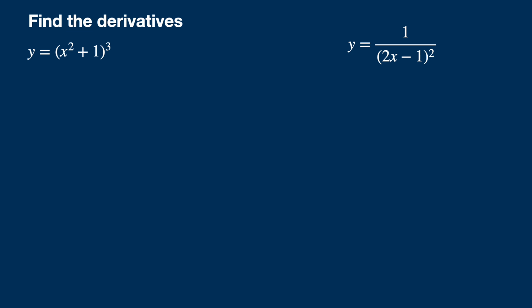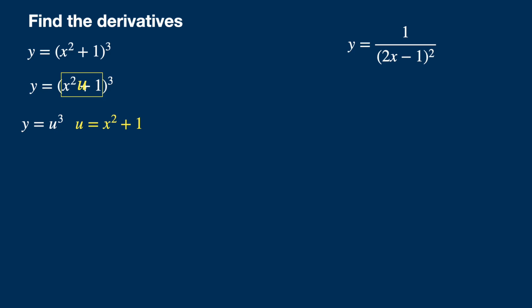We're going to find the derivative of each function. Let's try the first one. y equals (x squared plus 1) cubed. You're going to identify the inside function. What is the inside function of this? Did you find it? It's x squared plus 1. That's going to be u. So y equals u cubed, where u is x squared plus 1.